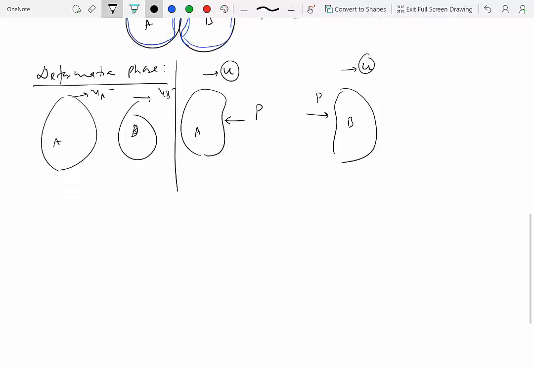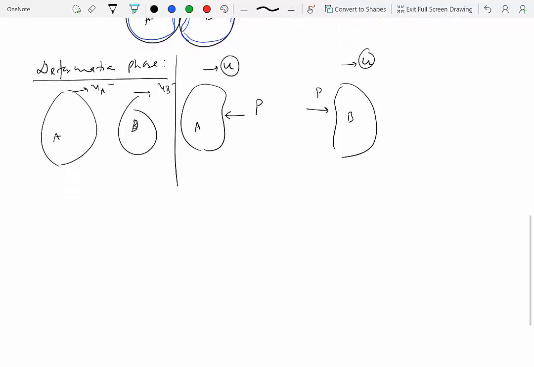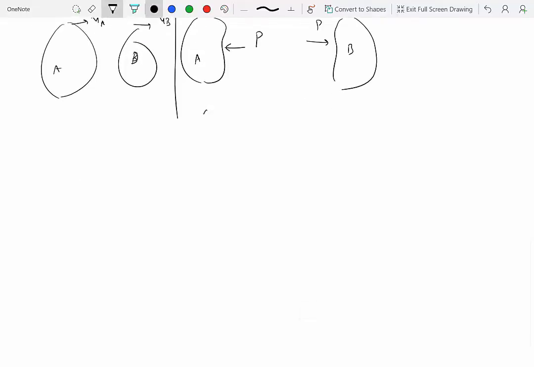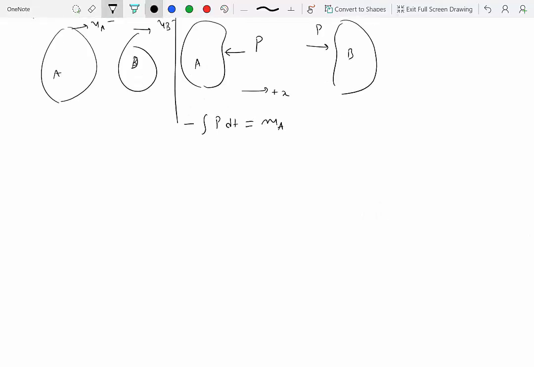So from the impact momentum principle, we can write the integral for A. Let's say this is positive x direction, so this is minus integral p dt. This is equal to the change in momentum of A, right? So minus integral p dt, which is the impulse, is equal to mass of A times the velocity u minus mA times VA minus, right? That's the change in linear momentum of A. So this change is from some pre-impact velocity to the time of impact when the two particles are together.